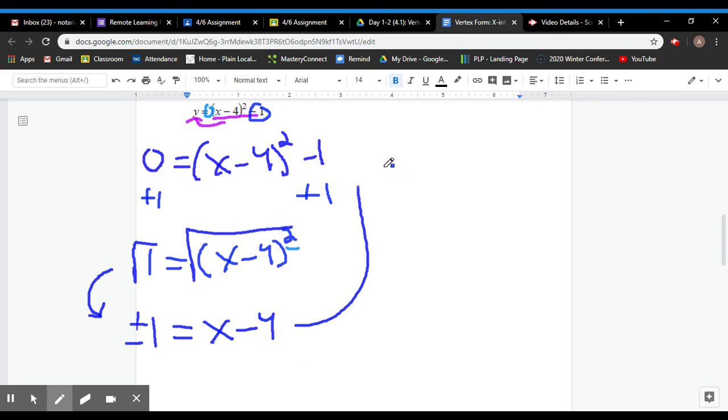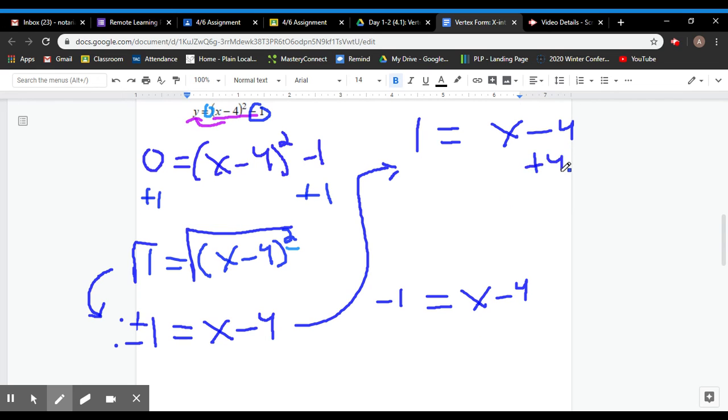From here, remember you make two equations. You have a plus equation and you have a minus equation. So first, I'll do the plus, so you have positive 1 equals x minus 4. And then you have the negative equation, minus 1 equals x minus 4. And then you just solve these two equations for x. So in both cases, you're going to add 4 to both sides.